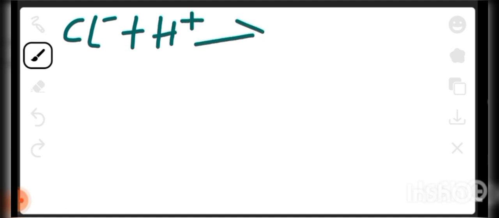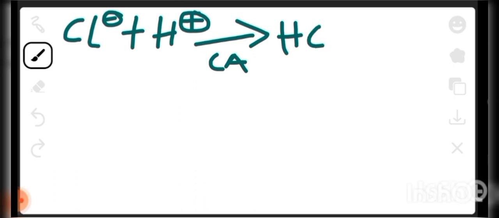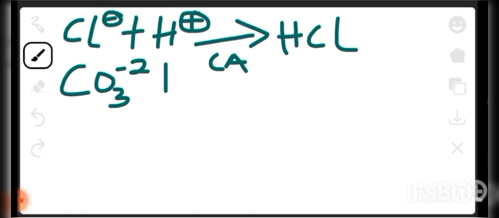The conjugate acid of Cl minus. What do you have to do? Add H plus. The conjugate acid will become, plus and minus cancel out, then we have HCl. That's what we're going to have. Super easy as ABCD. Then the conjugate acid of CO3 raised to the power minus 2. Add H plus.